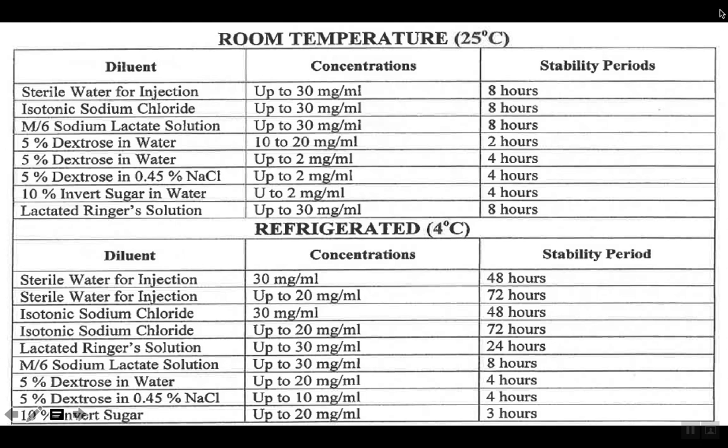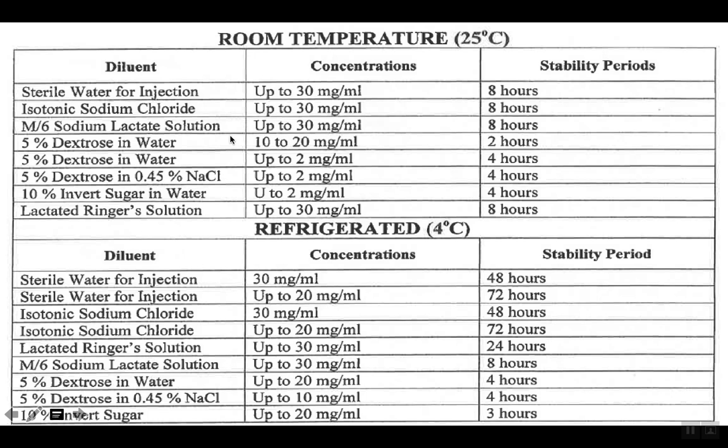This is what we call a Trissel's chart, or a stability and compatibility chart for IVs. Notice it's divided into room temperature and refrigerated. Sometimes in the problem, they may ask you, what is the expiration time if this product is refrigerated, right? So in that case, you wouldn't care about the room temperature. You could cross that out. You're only going to focus on the refrigerated temperature, okay? And another thing you could do is you could also eliminate the diluents available here.